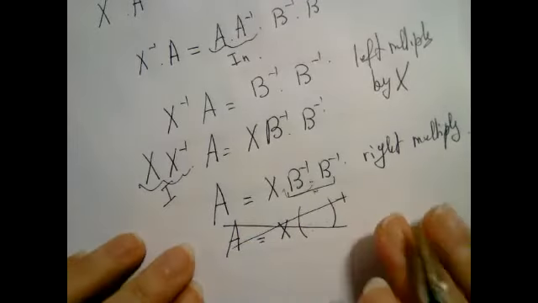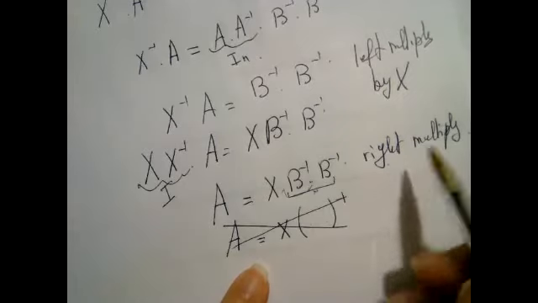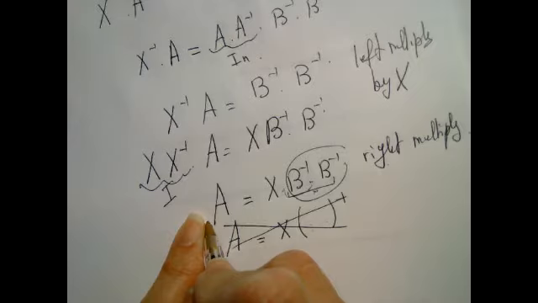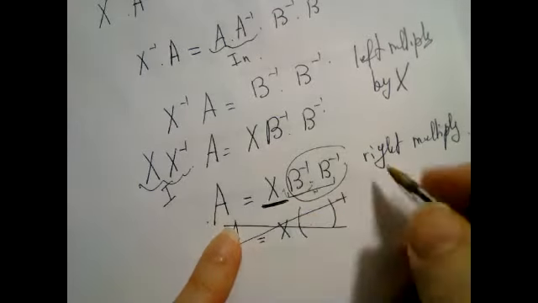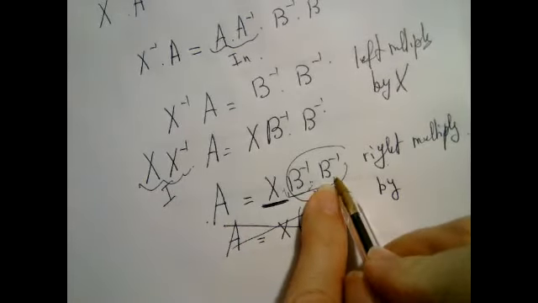I'm still not following what you want me to do at this stage. Just trying to get it to the other side. Yeah, you're trying to get this to the other side, right? I'm trying to isolate x. That's what I'm trying to do. Yeah. So right multiply by... How can you get rid of B inverse?